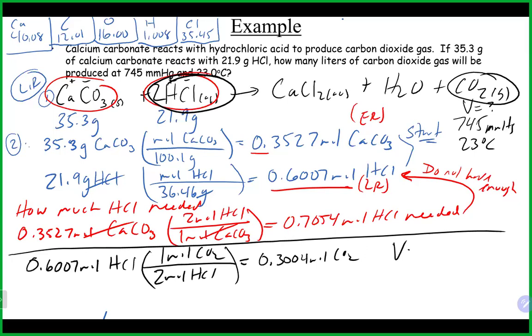So again, our volume is going to be nRT divided by P. We have a couple of conversions we need to do before we can go in there. Our temperature, like normal, needs to have our 273 added to it. And that's going to get us here. 23 gives us 296.15.